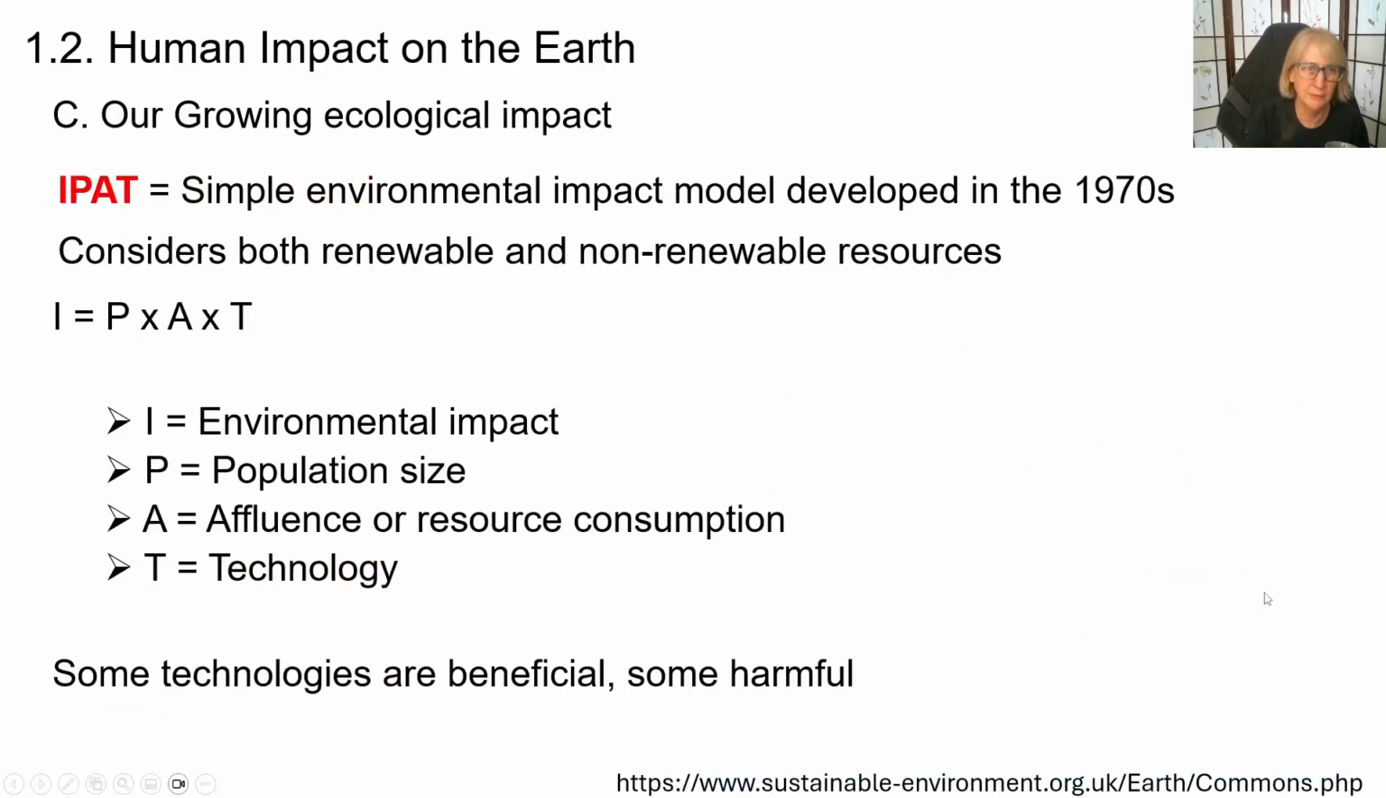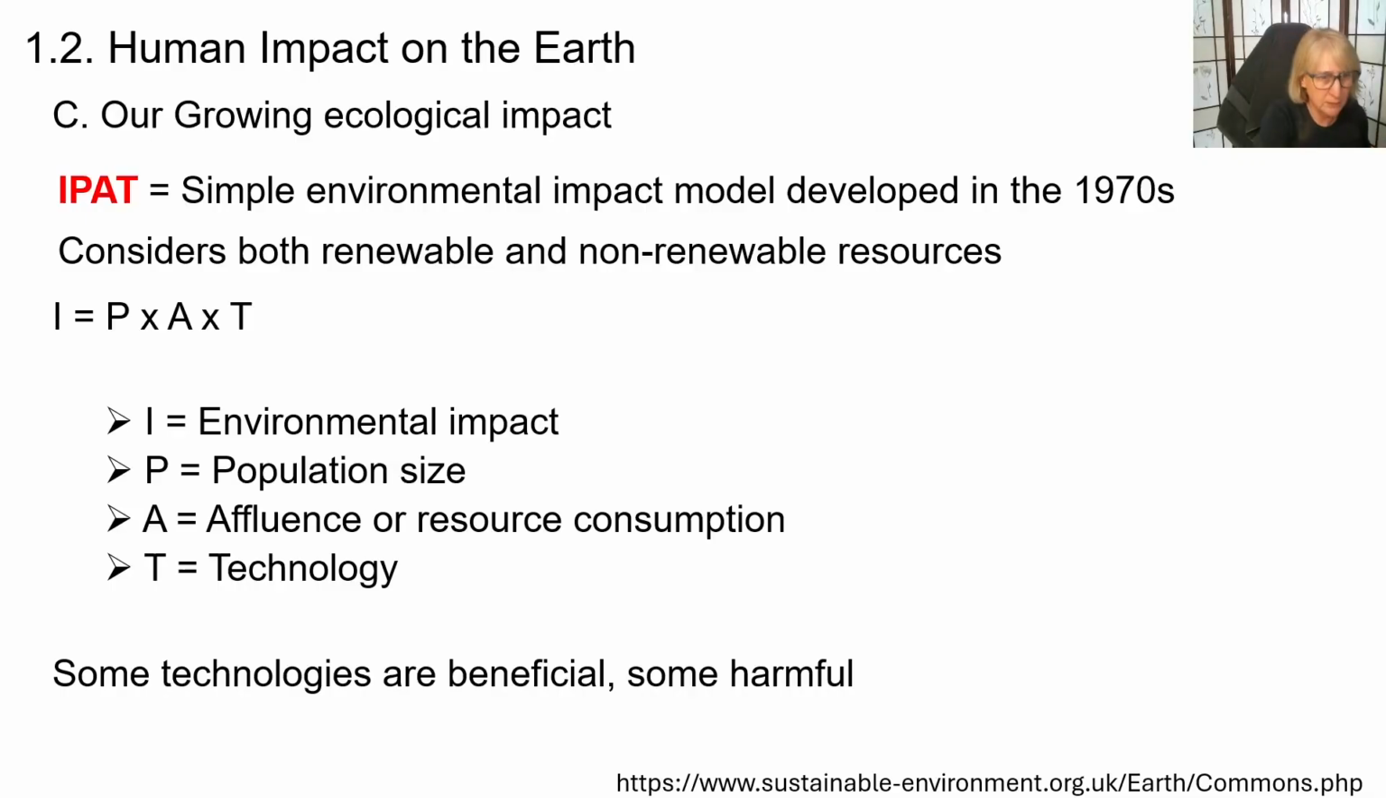And what are we going to do about it? Another way of measuring our impact on the environment is the IPAT score. It's super simple. This is not math we're looking at. This is just the things that influence your impact, that's the I, on the environment.